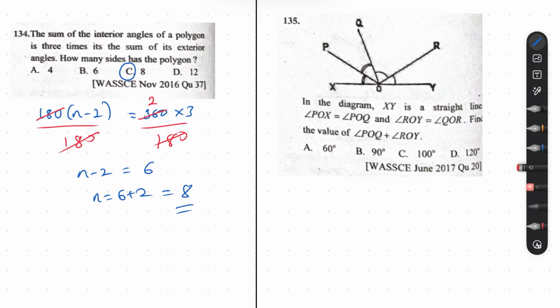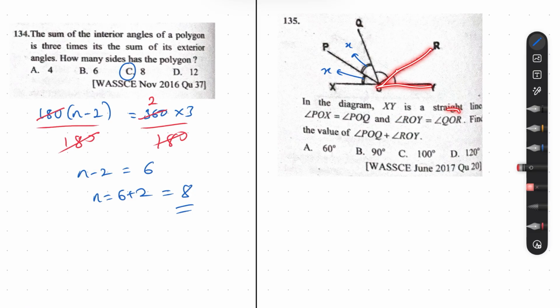The question says, this is a straight line. Angle POX, which is this angle, is equal to angle POQ. POQ is this angle. So this angle and this angle are the same. So if we say this angle is x, then that means this angle will also be what? x.